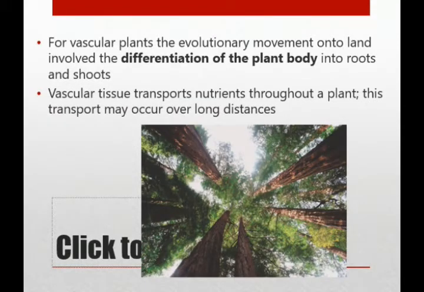Vascular plants, the evolutionary movement onto land, involve the differentiation of the plant body into roots and shoots. Vasculature transports nutrients throughout the plant. This transport may occur over long distances.